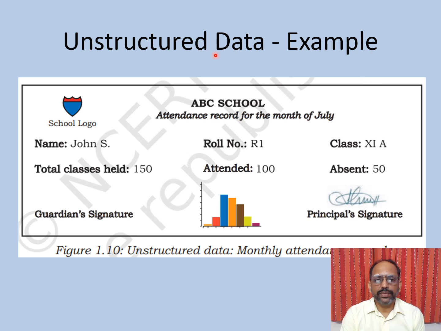So here is another example of unstructured data. There is an ABC school attendance record for the month of July. Compare it to the attendance record of structured data, and see how unstructured data attendance is different. You can see here there is a school logo, there is a heading, the name of the school, and the names are not maintained in a tabular form. There is textual information, numerical information, and graphic information. It is a combination of graphics, text, and numbers. Such a kind of data is what we call unstructured data.